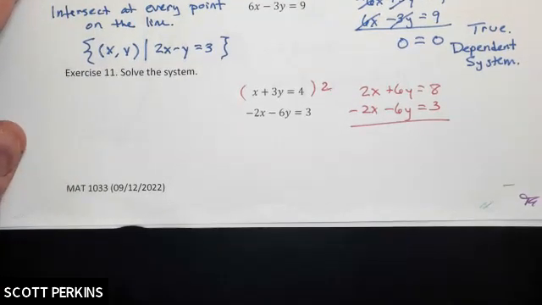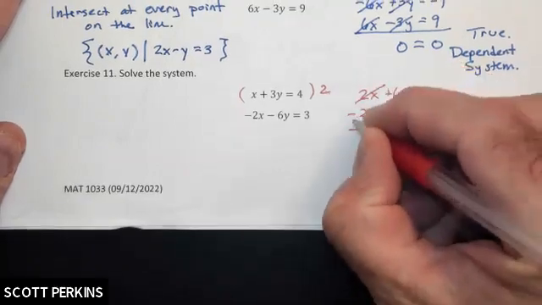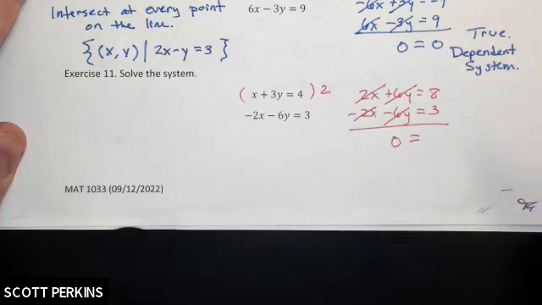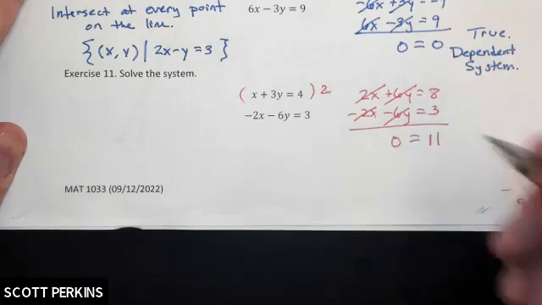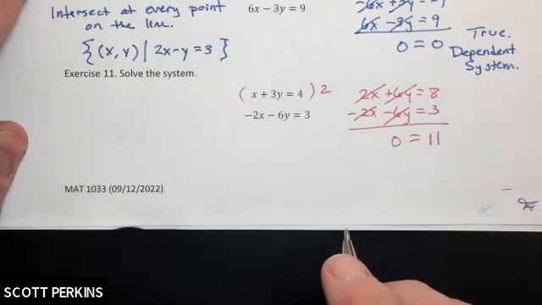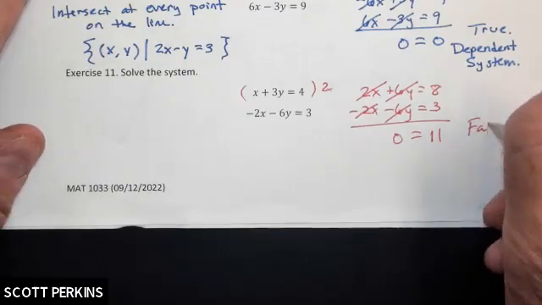So notice on this one, when I add the equations together, the x's cancel, that's great. The y's cancel, so I have 0 on the left. But this time on the right, 8 plus 3, those don't cancel. 8 plus 3 is 11. Do I have a true statement here? Is 0 equal to 11? No, this is a false statement.